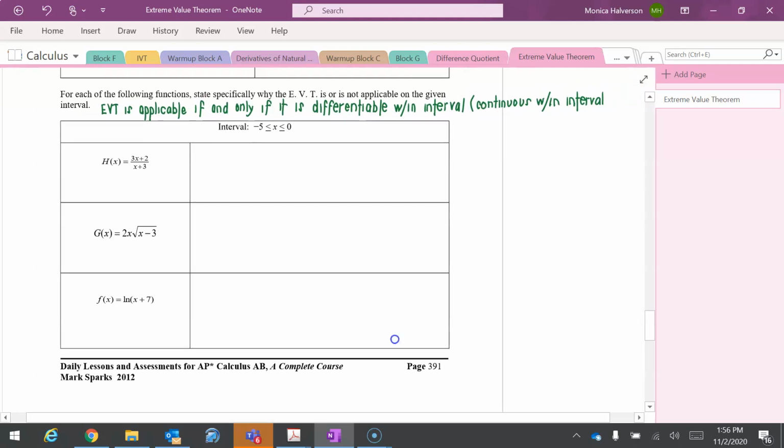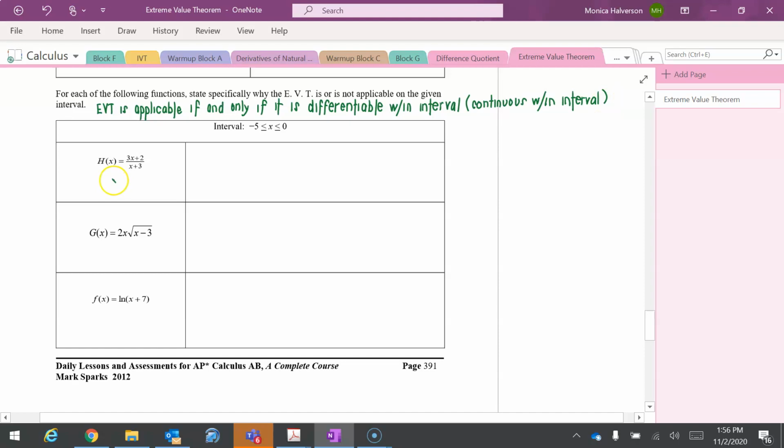So when we look at this first example, we know that x cannot equal negative 3. That would make it a discontinuous function. And in this case, negative 3 falls into the interval. So right away, we can say EVT is not applicable because h of x is discontinuous at x equals negative 3, which falls within our given interval.